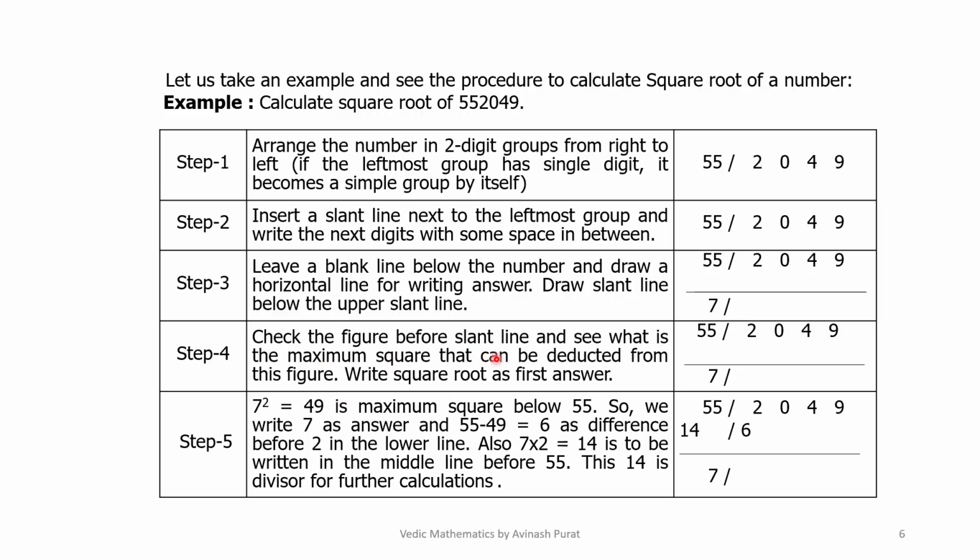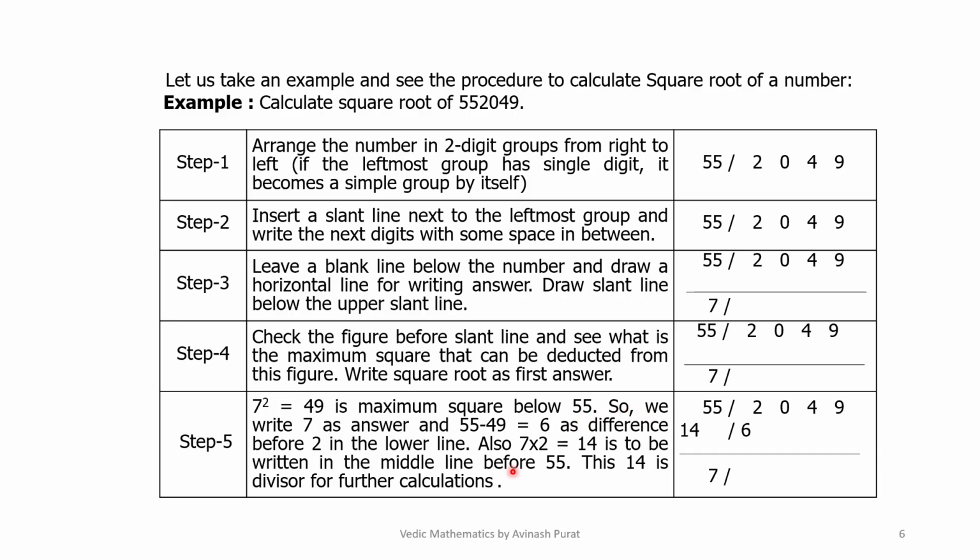Check the figure before the slant line and see what is the maximum square that can be deducted from this figure. Write the square root as the first answer. So our number is 55. So 49 is the maximum square that can be deducted from this figure. And the square root of 49 is 7. So 7 square equal to 49 is the maximum square below 55.